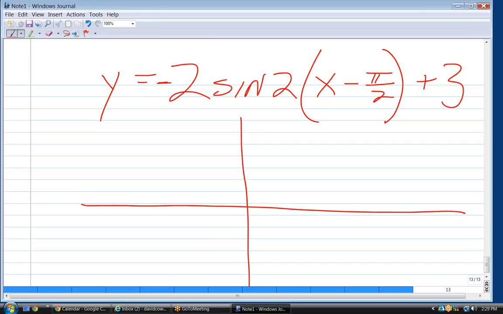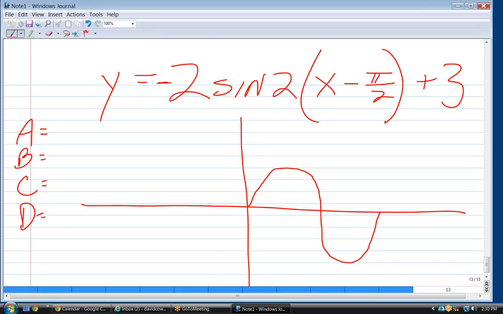Well, this has got pretty much everything that can be done to the sinusoid function. So the original sine function would start at 0, 0 and go up to 1 and down. So this one would be switched. The best way to do these, I think, is to list A, B, C, and D for starters.